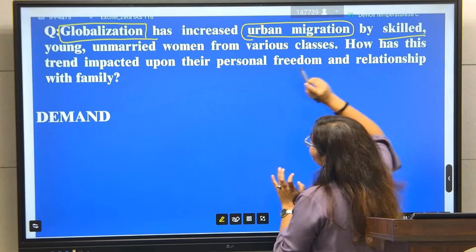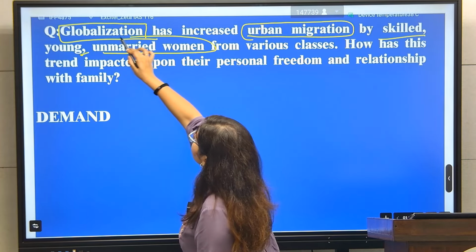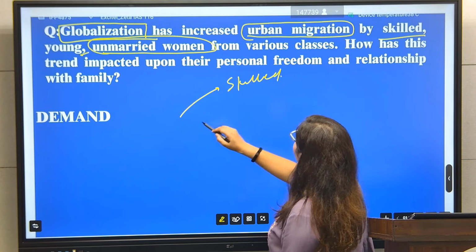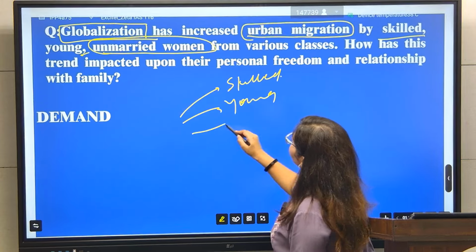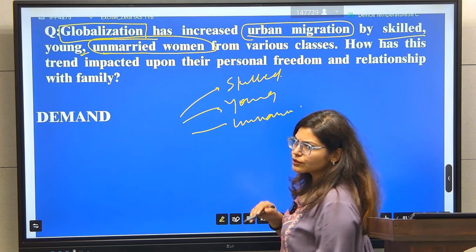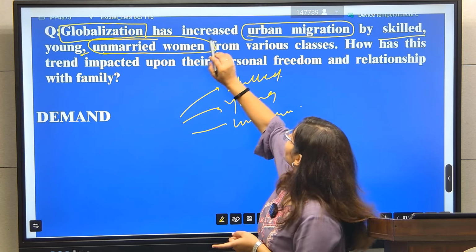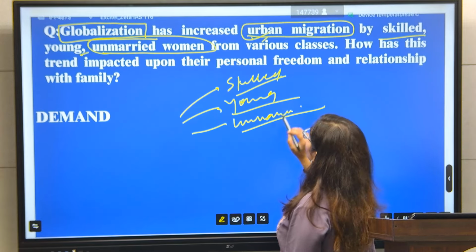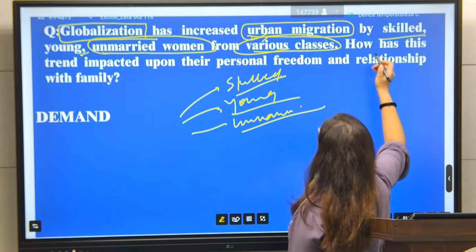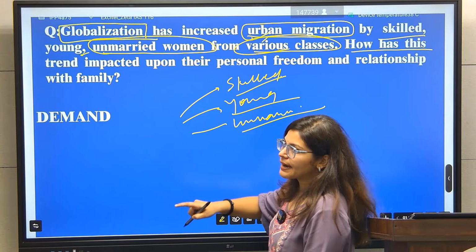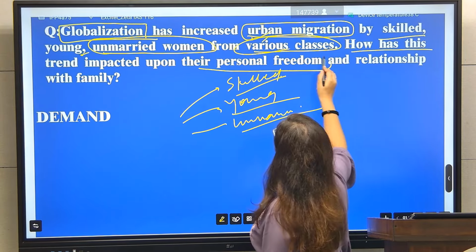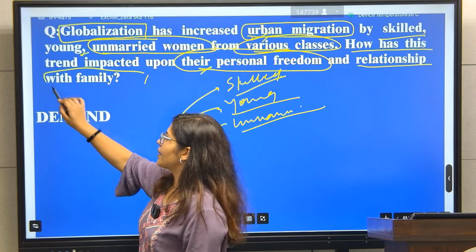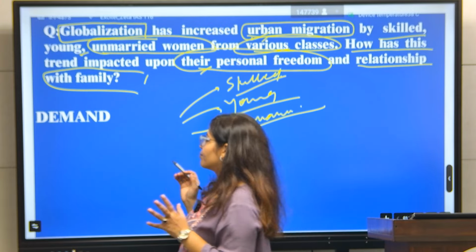The question first says globalization increased urban migration by skilled, young and unmarried women. So it's specifically talking about skilled, young and unmarried women from various classes. How has this trend impacted? First, the impact on their personal freedom, this is the first part, and then relationship with family, this is the second part.